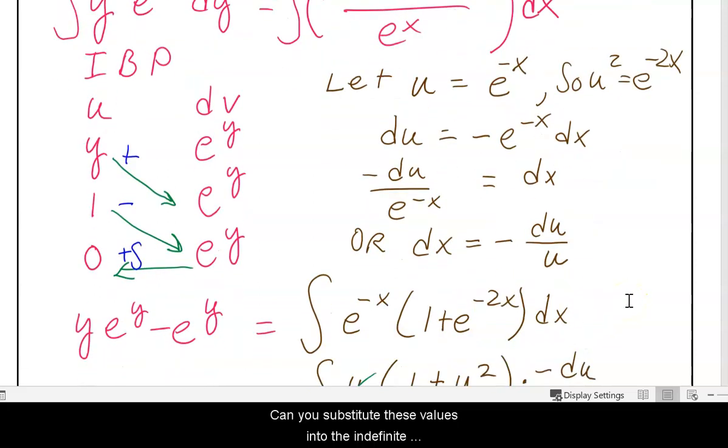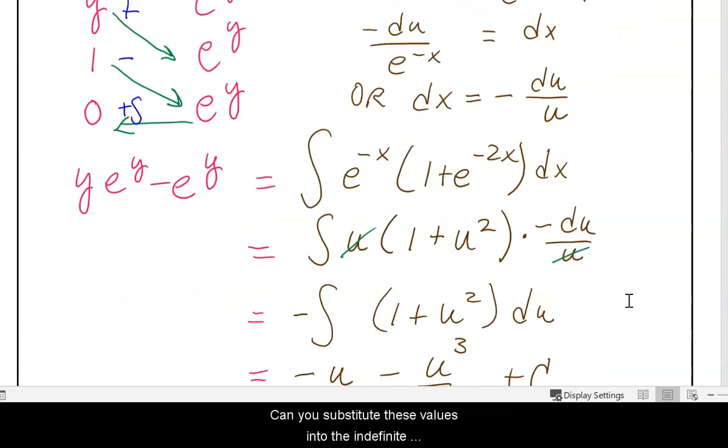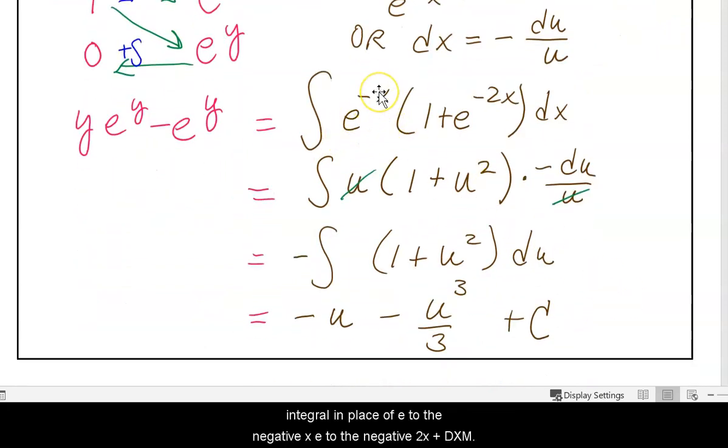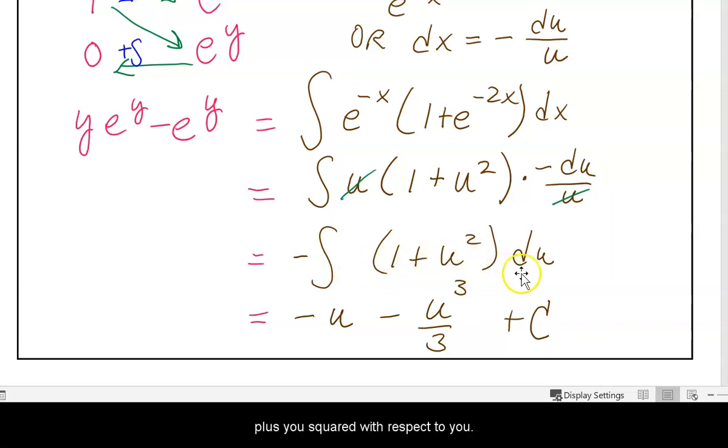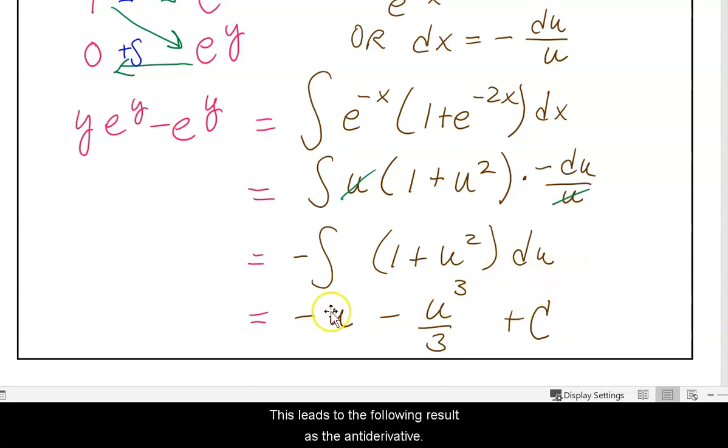When you substitute these values into the indefinite integral in place of e to the negative x, e to the negative 2x, and dx, you get the integral of negative the quantity 1 plus u squared with respect to u. This leads to the following result as the antiderivative. This plus c here does represent the constant of integration from the indefinite integral on the right, but will also roll into it the opposite of the constant of integration from the left.